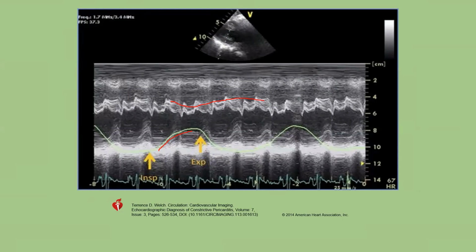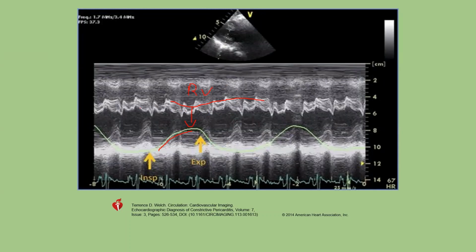It is mild going leftward. This is left. This is the RV here. So what are we seeing here? This is septal bounce by M mode. So the septum goes towards the left ventricle in inspiration and towards the right ventricle during expiration.